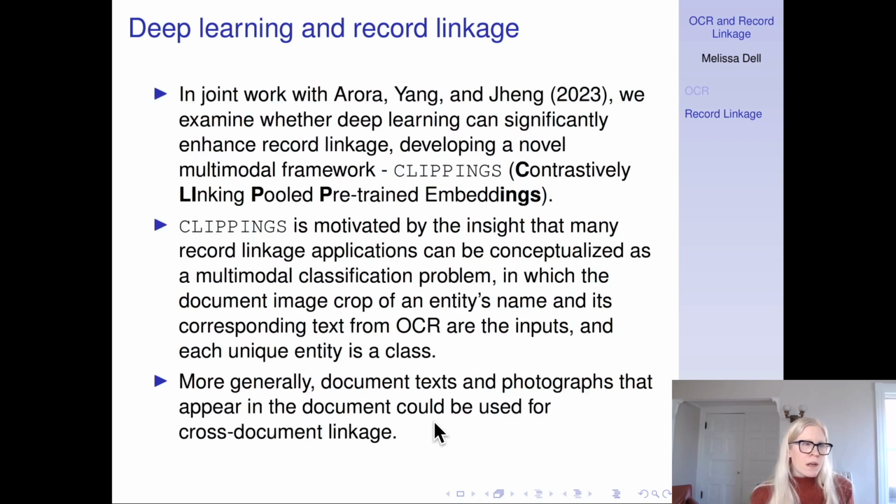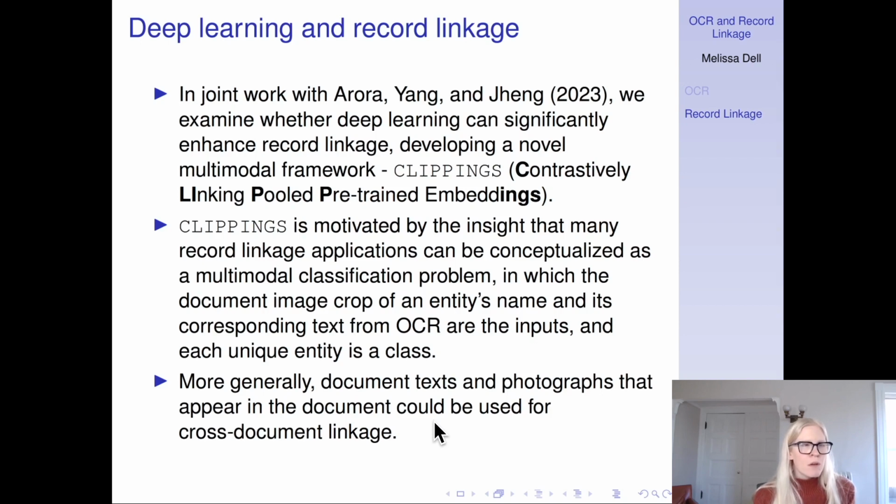So in joint work with Abhishek Arora, who's a pre-doc, and Chimei Yang, who's an undergrad who's going to be joining our PhD program next year, and Xiao Yu, who you guys have seen in class, who's also a pre-doc with my group, we examine whether deep learning can significantly enhance record linkage by developing a novel multimodal framework that we call CLIPPINGS. That stands for contrastively linked pooled pre-trained embeddings.